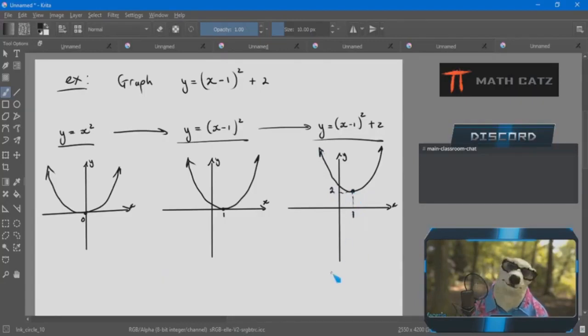And my vertex sits over there. So the more transformations we have, up to a point, we don't want to get crazy with it, we can create more complicated functions with a sequence of these transformations. And we can find the graph as well by just doing one at a time.